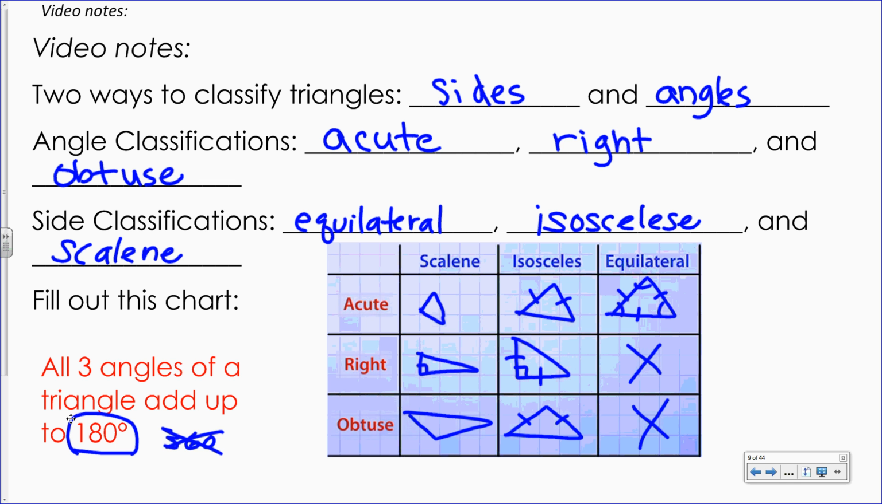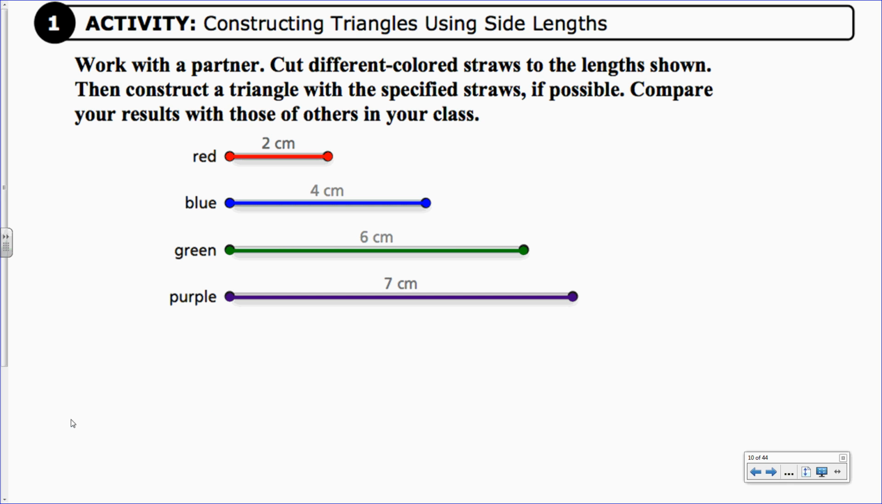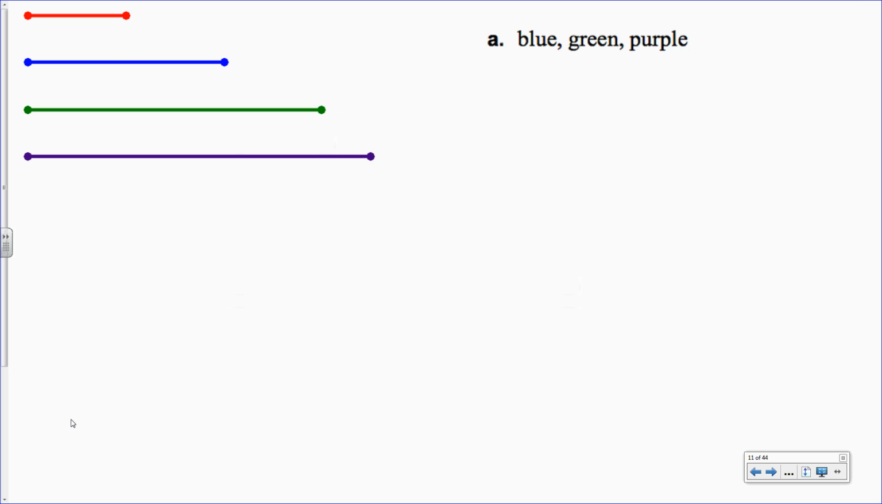It's a salmon color that says 7.3 activity page. Pause this and get that page out. Okay, for this page, you don't need to write anything yet. I want you to watch. We're going to talk about how to create triangles. Notice these straws. I've got a 2 centimeter straw, 4 centimeter, 6, and 7. And the question is, can you make a triangle with any three lines? And we're going to look at that.